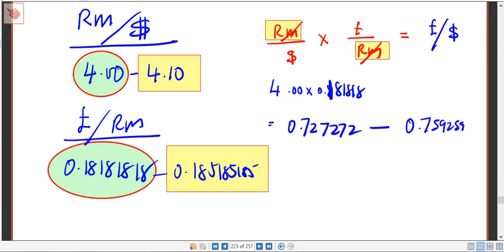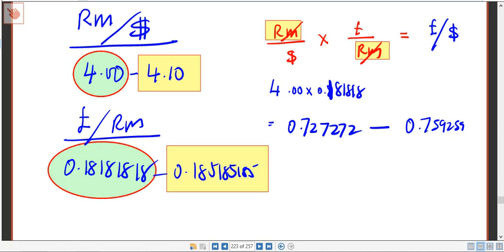0.7259. Is it the same answer just now? Same or not? Same. So it doesn't matter how it is given. If they tell you differently, you just have to be careful. Okay?